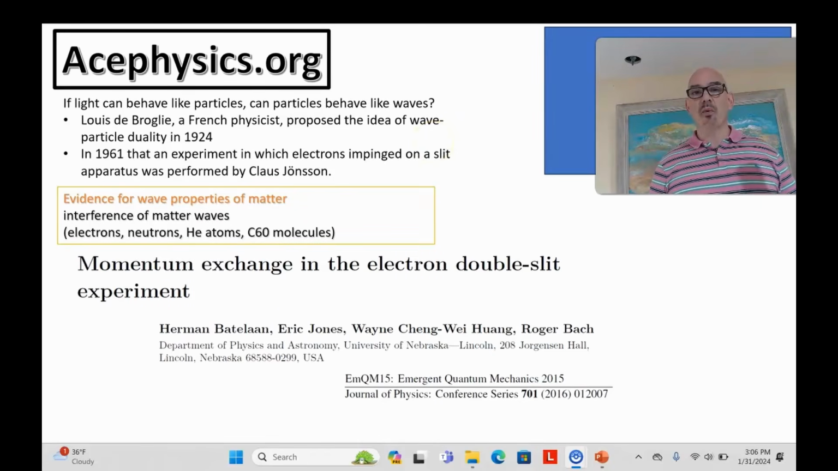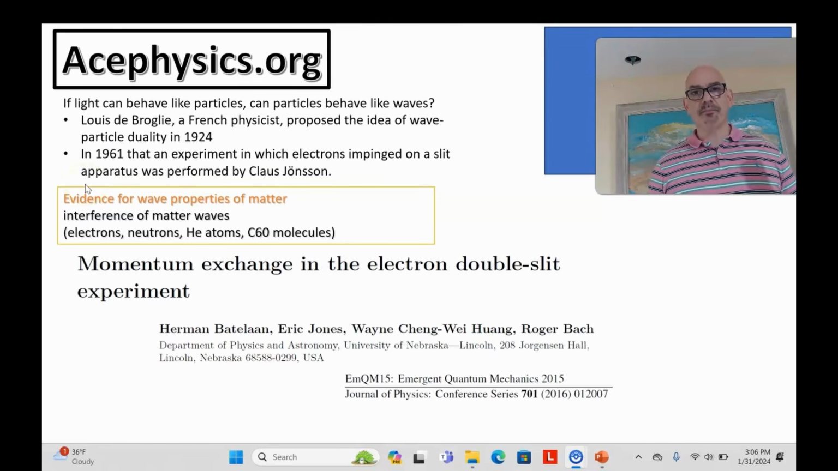If light, which is a wave, can behave like particles, can particles behave like waves? Louis de Broglie, a French physicist, proposed the idea of wave-particle duality in 1924. And as it turns out, particles can behave as waves. Evidence for the wave property of matter is interference of matter waves. Examples of this are electron diffraction and neutron diffraction. There's also been diffraction of helium atoms and C60 molecules.